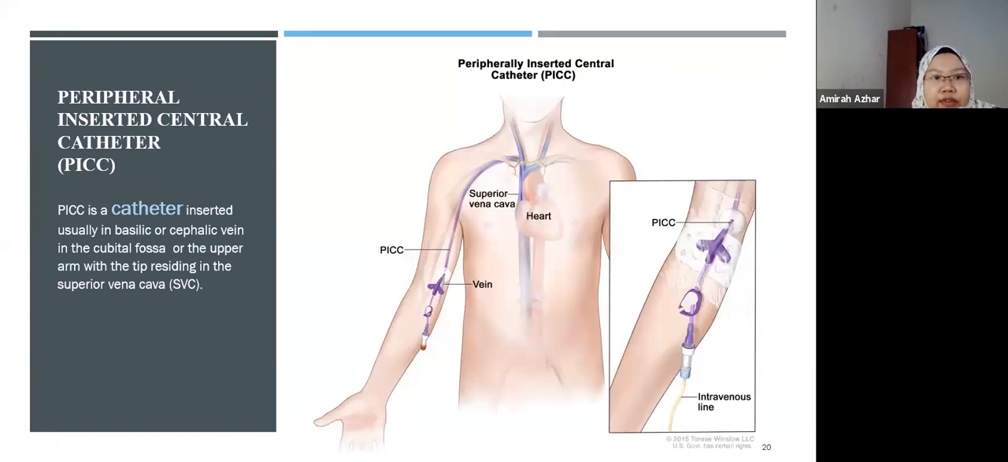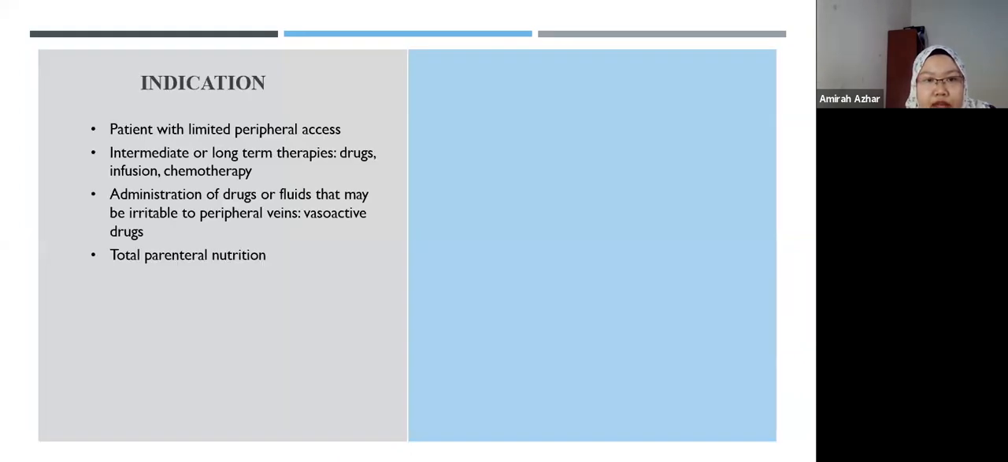Starting off with the peripheral inserted central catheter, PICC, it is a catheter inserted usually in the basilic or cephalic vein at your cubital fossa, as you can see in this picture, and the tip resides in the superior vena cava.